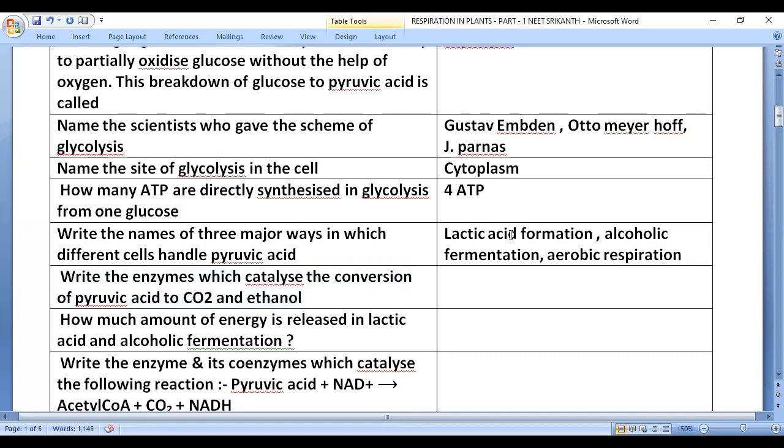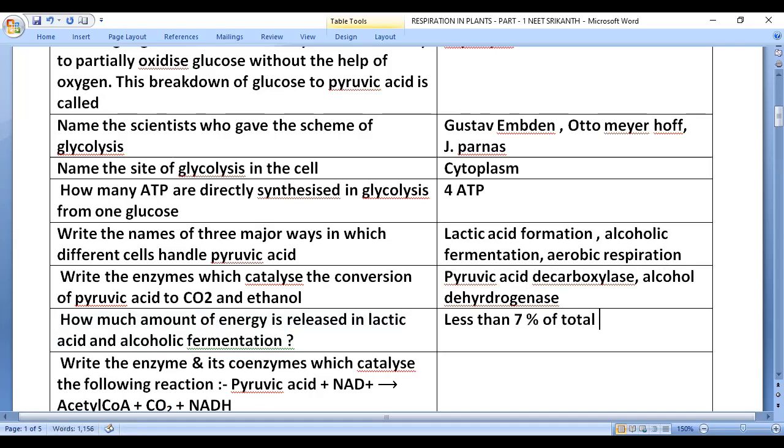Write the enzymes which catalyze the conversion of pyruvic acid to carbon dioxide and ethanol. Pyruvic acid decarboxylase and alcohol dehydrogenase. How much energy is released in lactic acid and alcoholic fermentation? Less than 7% of the total energy of glucose.